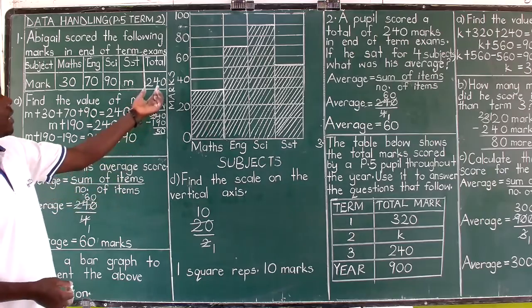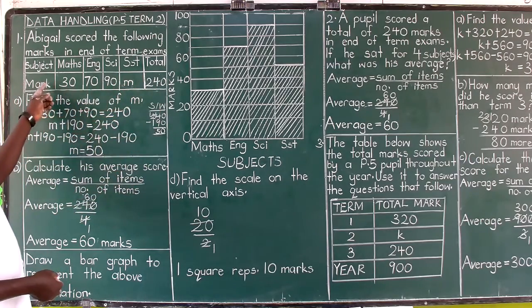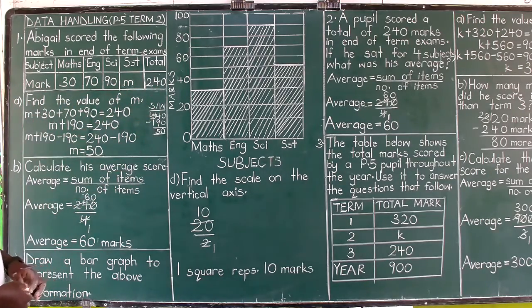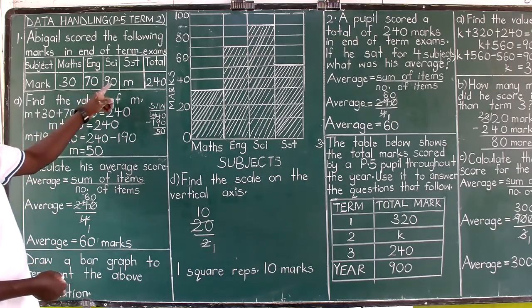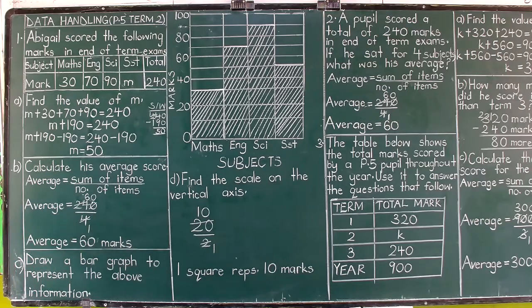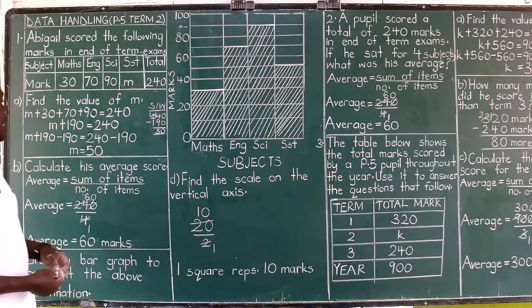Since we have the total mark, then we can add all these including M to 240 to find M. So we say M plus 30 plus 70 plus 90 equals 240. That is the statement. Now add these accurately, where 30 plus 70, you get 100 plus 90, 190. M plus 190 is equal to 240. Then solve the algebra, that's M plus 190 minus 190 equals 240 minus 190.